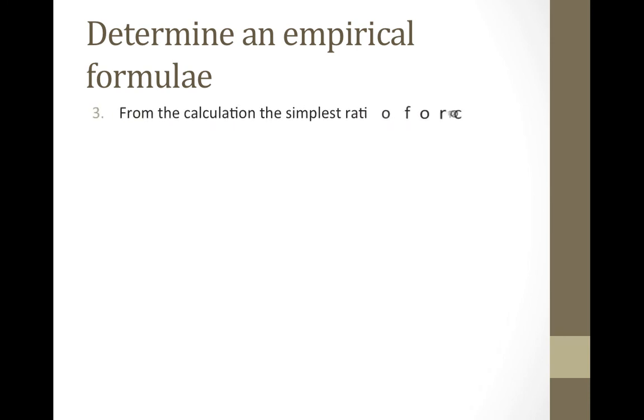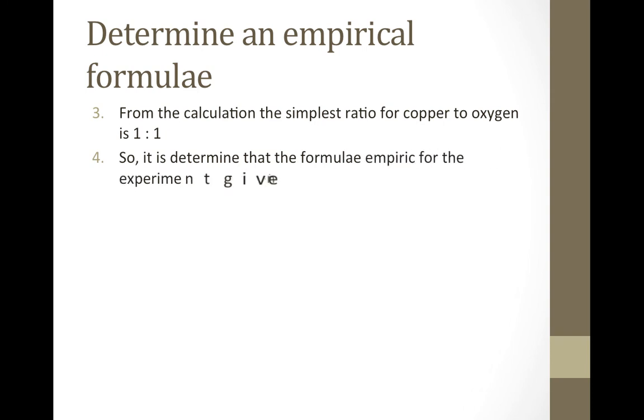Next step, from the calculation, the simplest ratio for copper and oxygen is 1:1, so it is determined that the empirical formula for the experiment given is CuO.